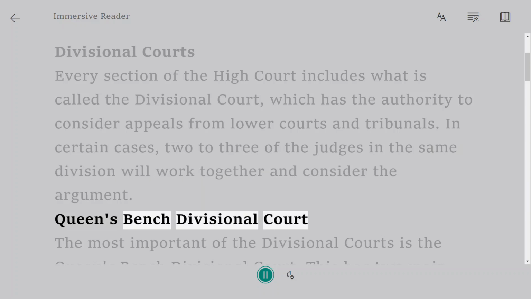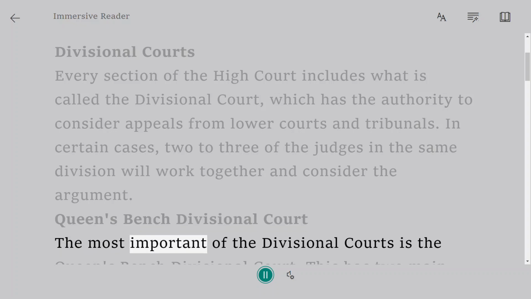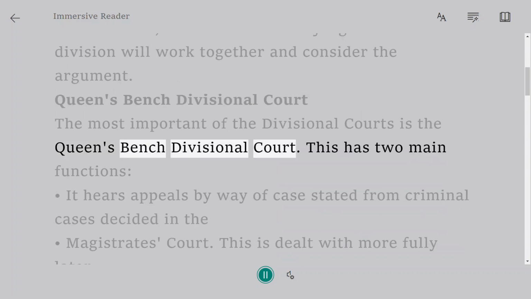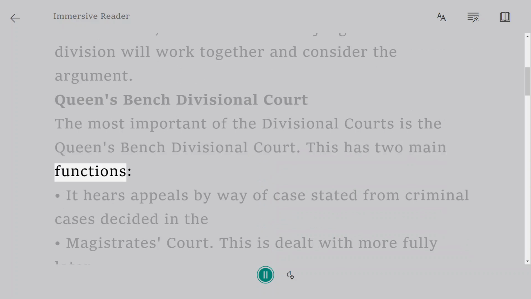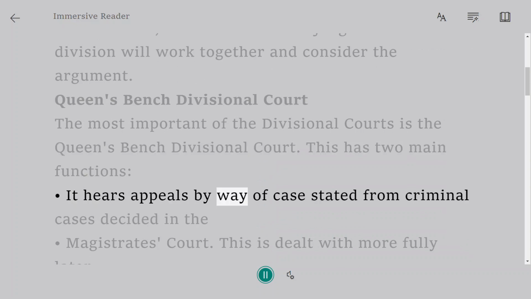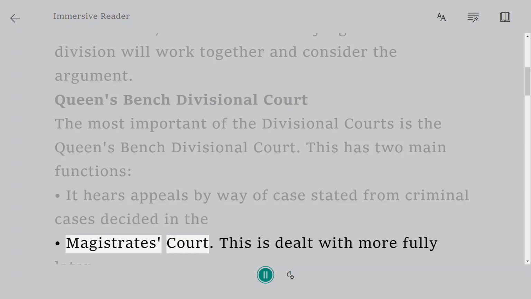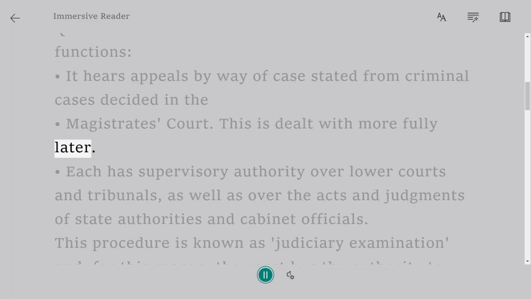In certain cases, 2 to 3 of the judges in the same division will work together and consider the argument. Queen's Bench Divisional Court. The most important of the divisional courts is the Queen's Bench Divisional Court. This has 2 main functions. It hears appeals by way of case stated from criminal cases decided in the Magistrates Court. This is dealt with more fully later.